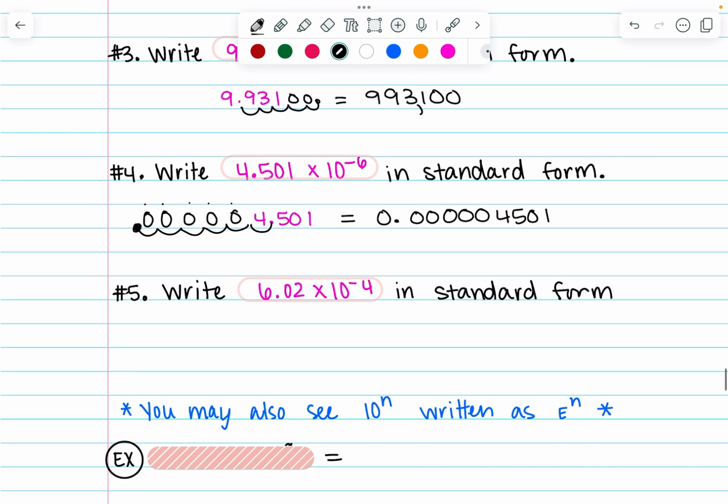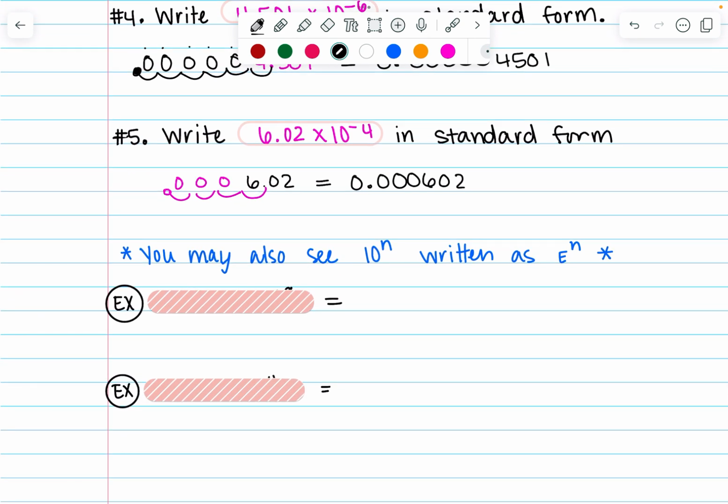Write 6.02 times 10 to the power of negative 4. Again, negative exponent, so it's going to get smaller. 1, 2, 3, 4. Fill in those blanks with zeros. So this equals 0.000602.